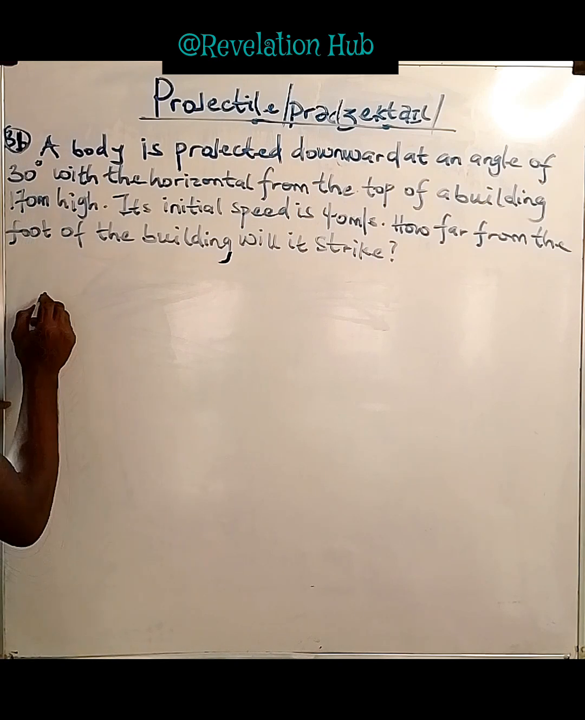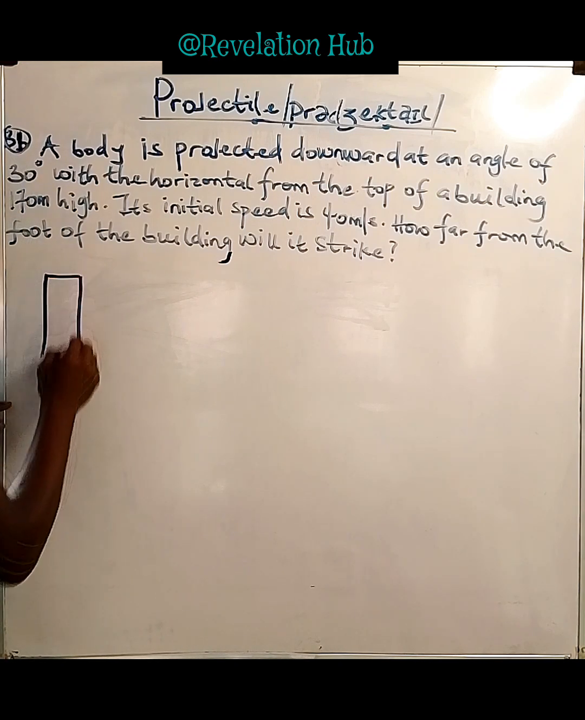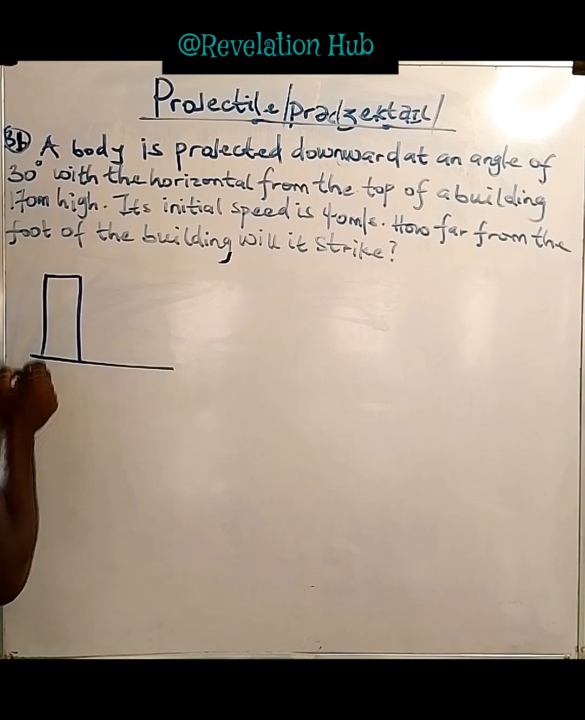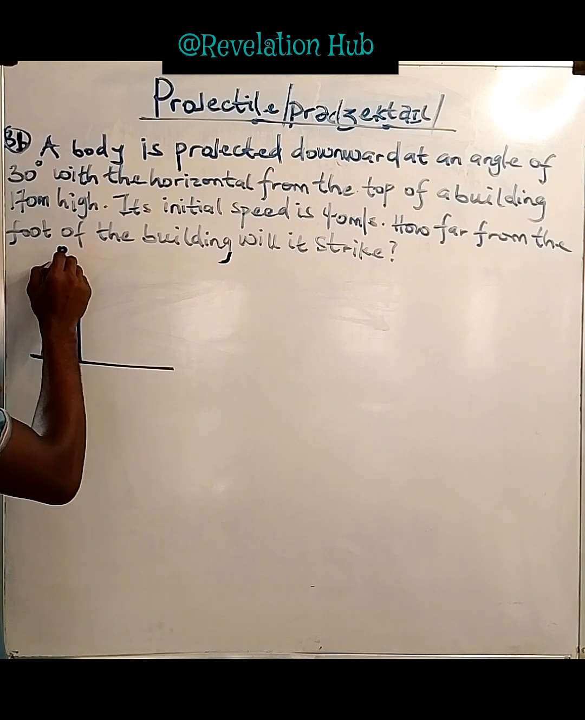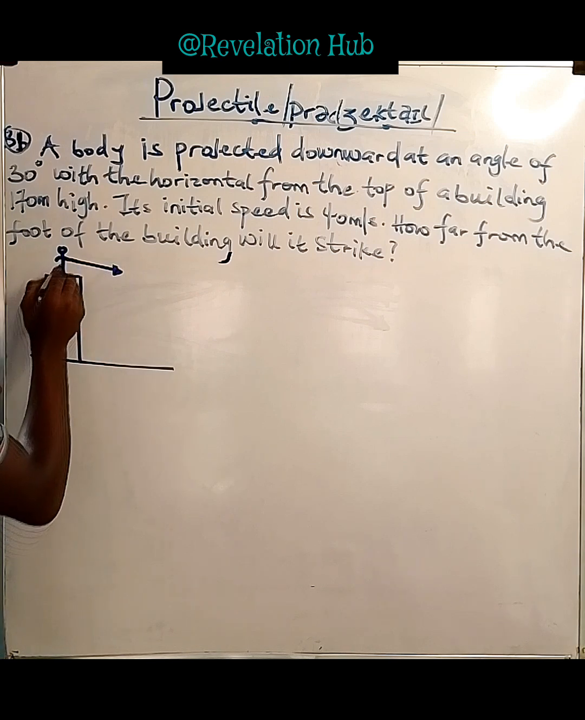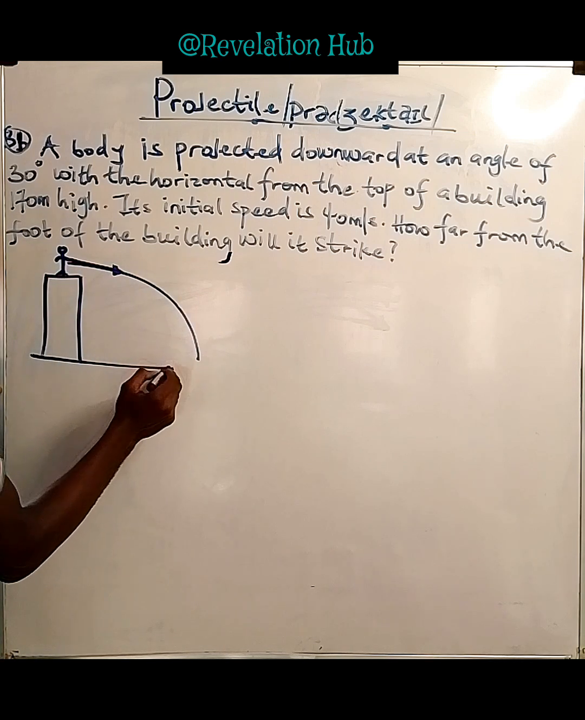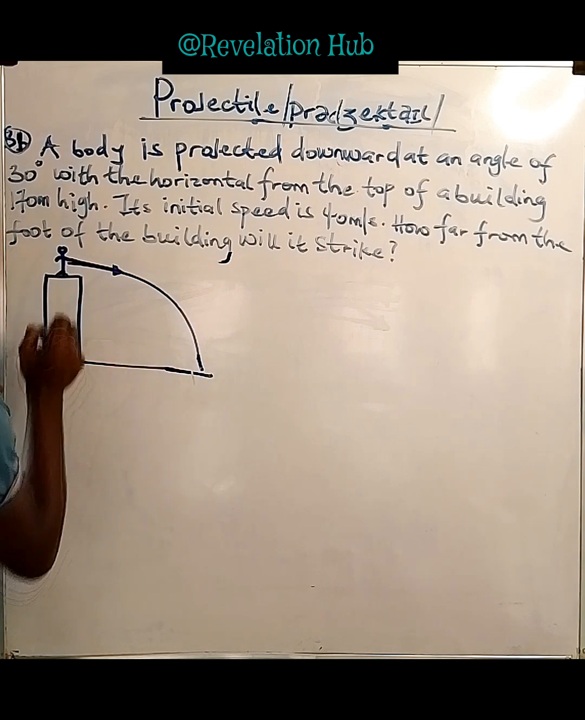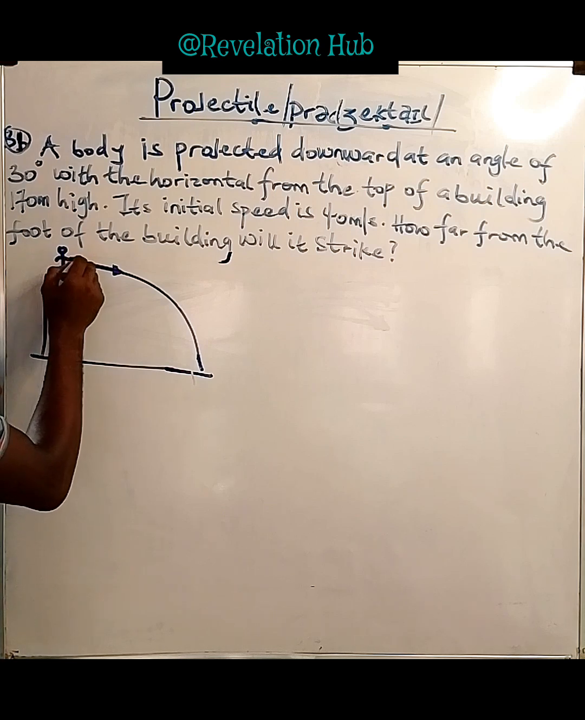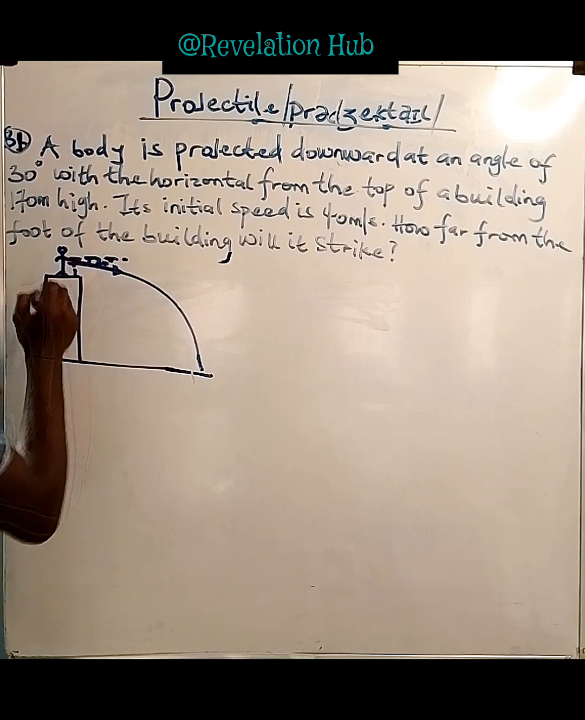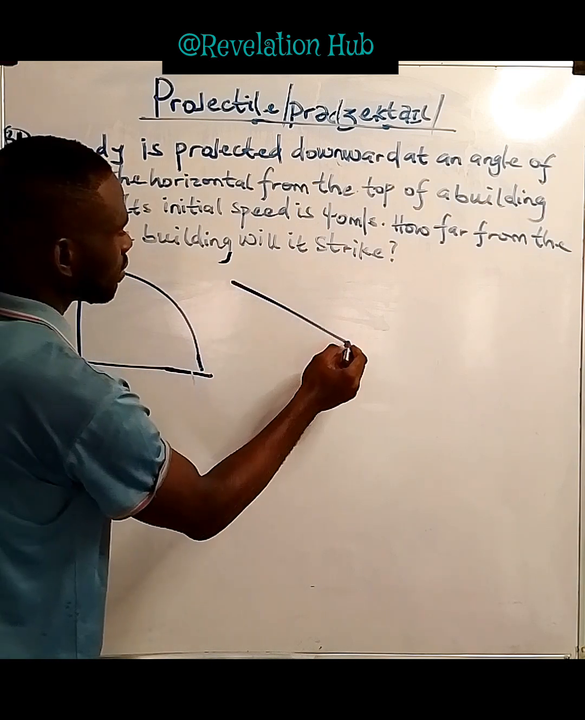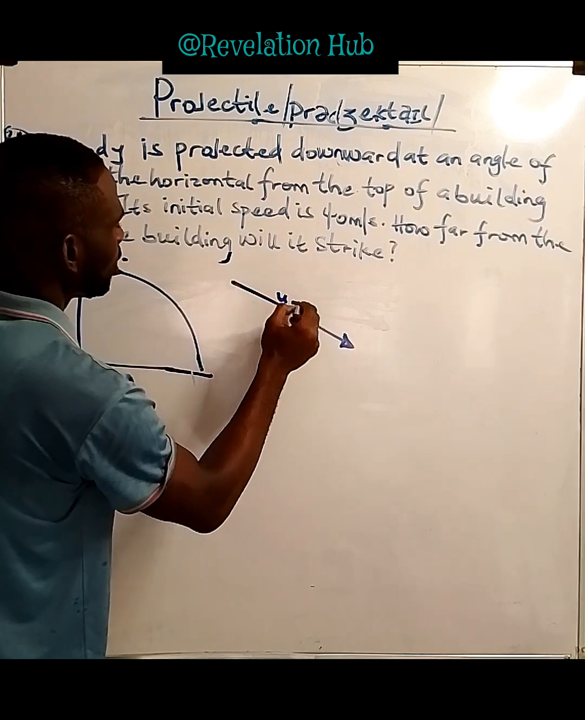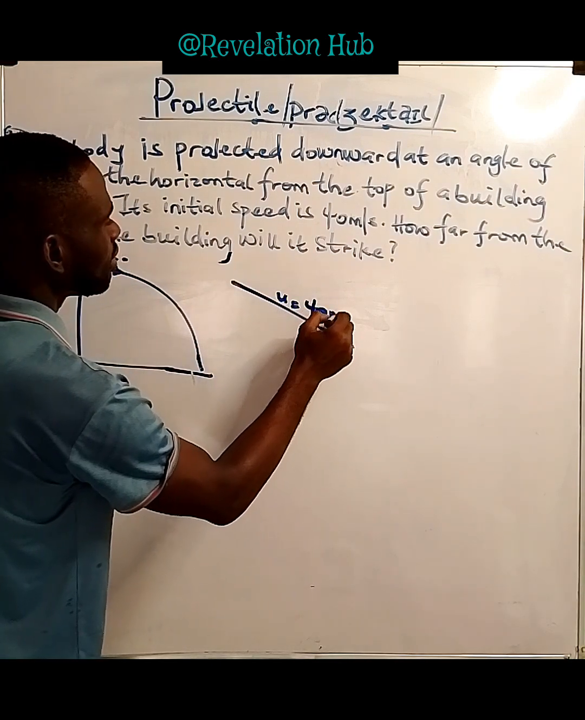So here's the building. You have a building like this, and somebody stands here and projects this body downward like this. So this body was projected downward at an angle of 30 degrees with the horizontal. So that's what we have here. The initial speed is 40 meters per second.